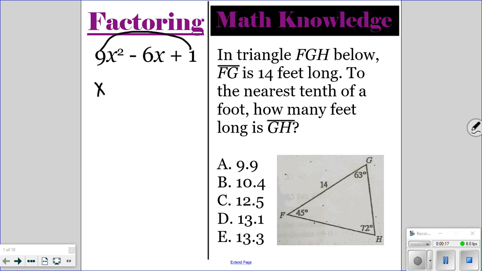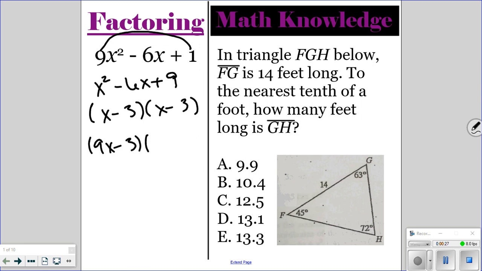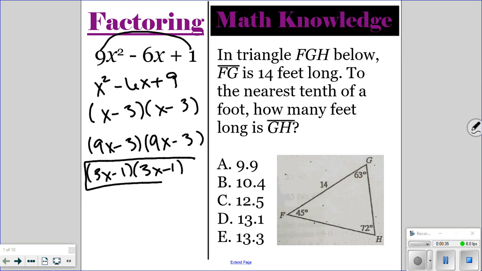So remove the 9, you're going to have x squared minus 6x plus 9. And then when you factor, x minus 3 times x minus 3, replace the 9 in front of your x, in between the parentheses and the x, and then reduce. And so you should have 3x minus 1, 3x minus 1, or you can make it 3x minus 1 squared. Okay, so that's for the factoring.